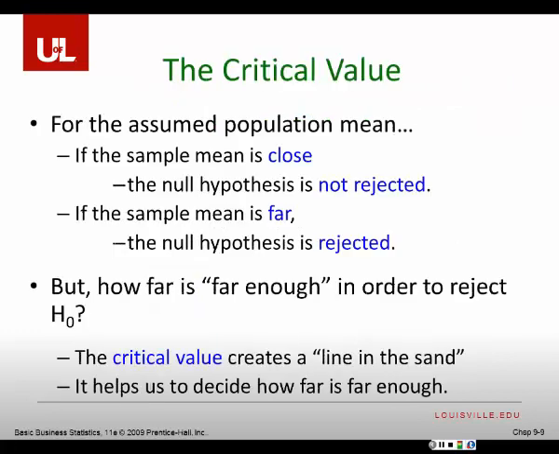Alright, so the critical value. For the assumed population mean, if the sample mean is close, the null hypothesis is not rejected. So all this is saying is that if you go out and you find a Z statistic, and the Z statistic is something that is very small, that's saying you're pretty close to the actual null hypothesis, right? You're pretty close to the claim. If that's true, you really don't have that much evidence to reject it, because there is some noise in collecting any sample mean. And we showed that before.